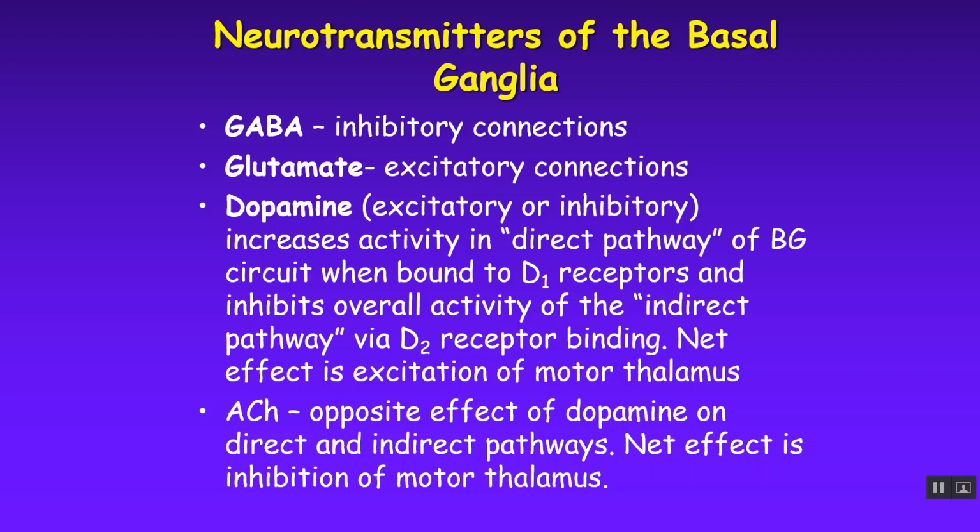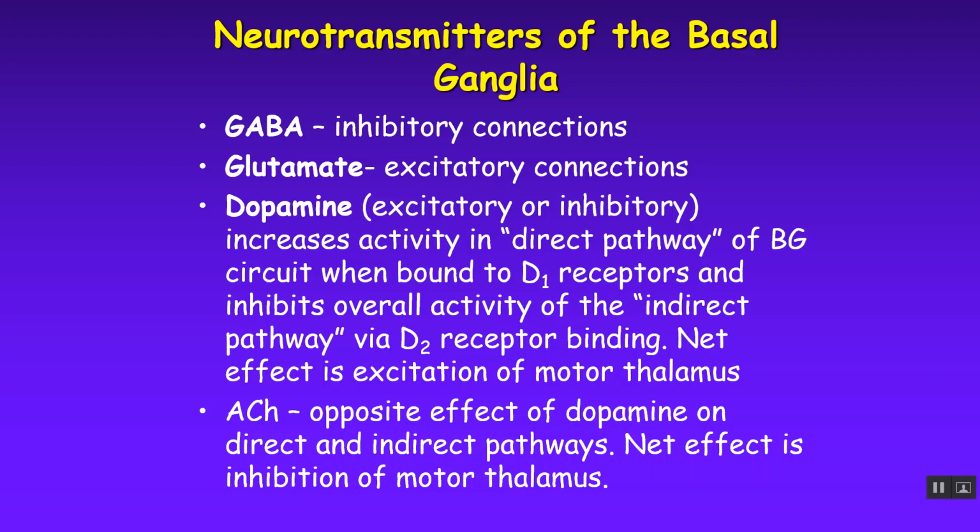It is excitatory to the direct pathway, which we'll show you in a moment, when it's bound to D1 receptors. But it's inhibitory to the indirect pathway when it binds to D2 receptors. The net effect is excitation of the motor thalamus, which goes back up to the motor cortex.